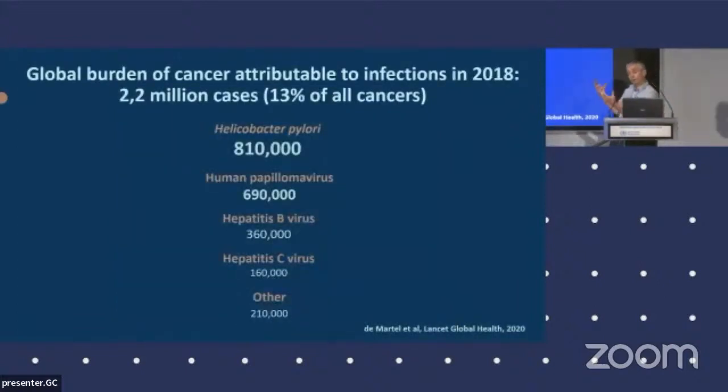So when we apply those population attributable fractions to the global burden of cancer, this is the main result. 2.2 million cases, in terms of absolute numbers, are considered to be attributable to those infections worldwide every year, which is 13% of all cancers. The main burdensome carcinogenic infection for cancer is Helicobacter pylori, 810,000 cases estimated globally annually, mostly due to stomach cancer. Papillomavirus, 690,000, followed by hepatitis B and hepatitis C with these numbers that you can see here. And another group of other types of infections that I've grouped together for simplicity here.